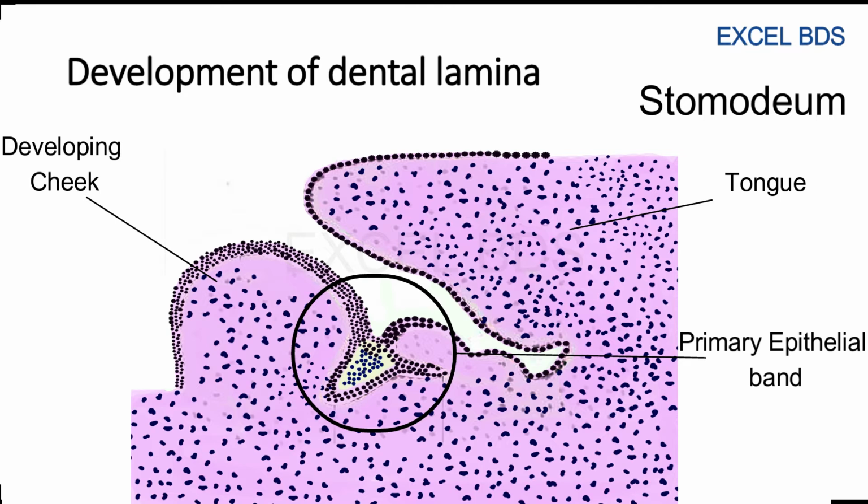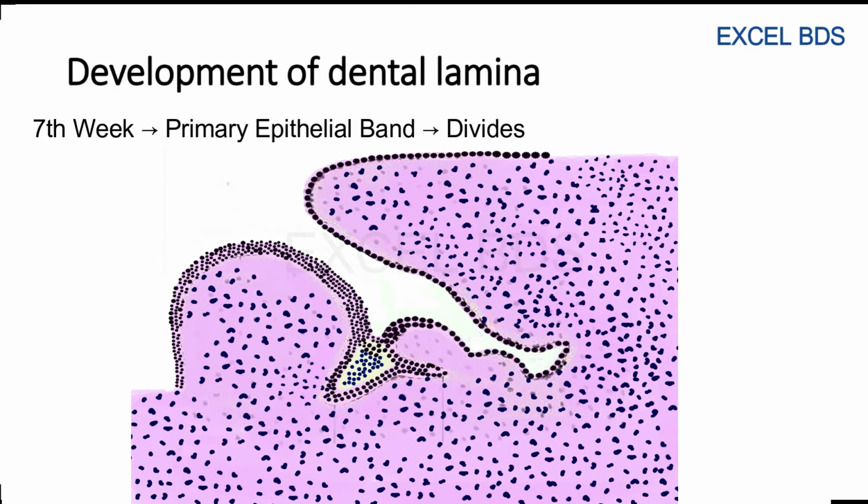So this primary epithelial band at about 7 weeks, it will divide, right? It will divide into two things. That is, one is the vestibular lamina, and another is the dental lamina, right? Dental lamina, from which the tooth forms.